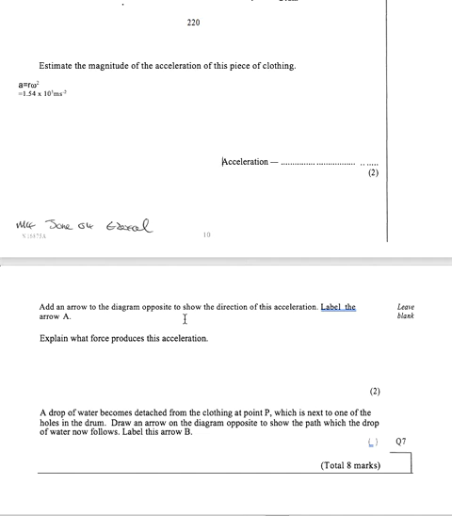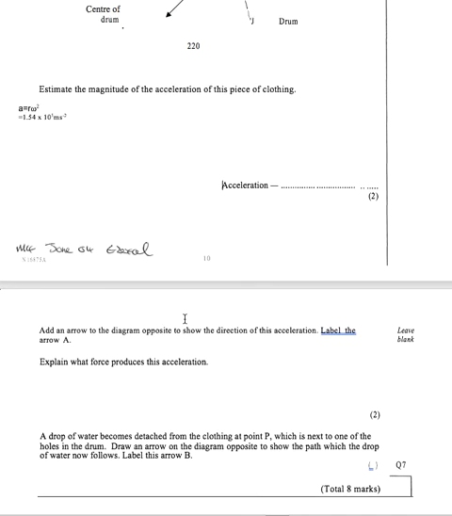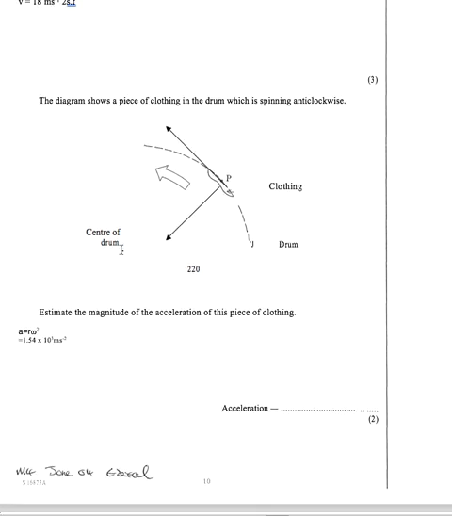So label arrow A and B. So add an arrow to the diagram opposite to show the direction of this acceleration. Well, that is towards the center of the drum. My arrow, I couldn't place it perfectly. It should go from P really into the center of the drum.